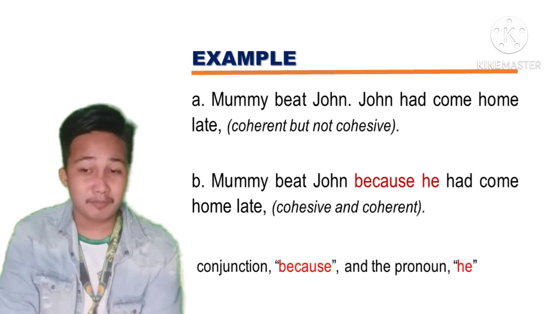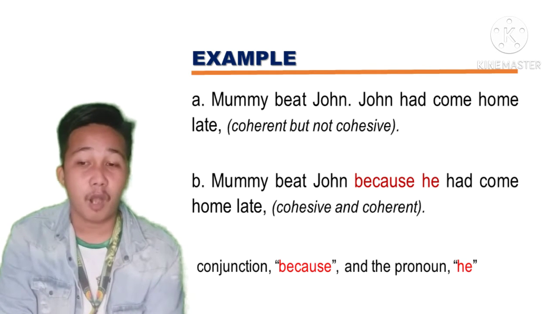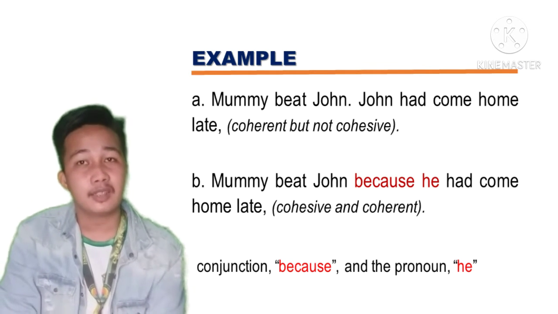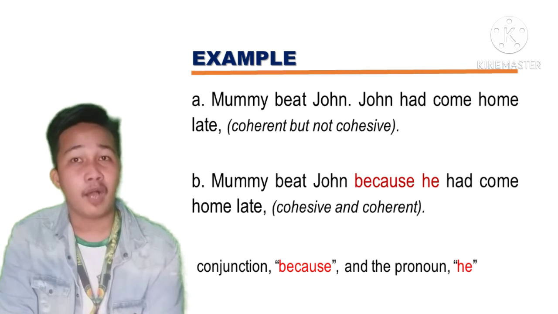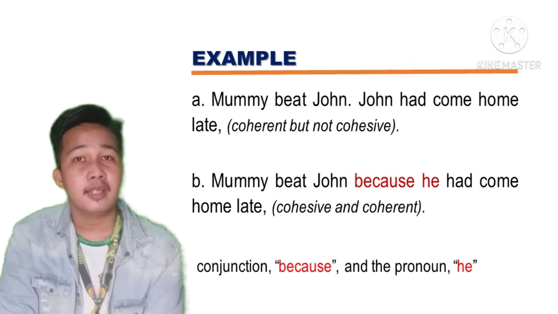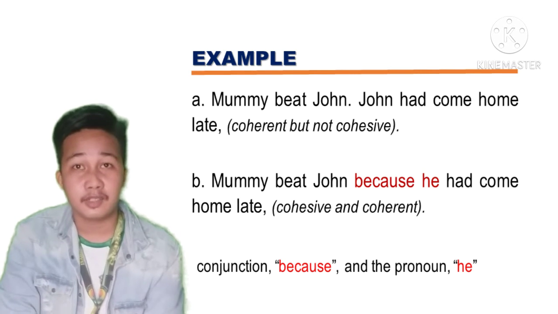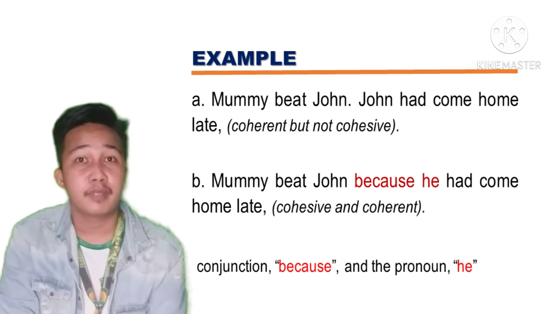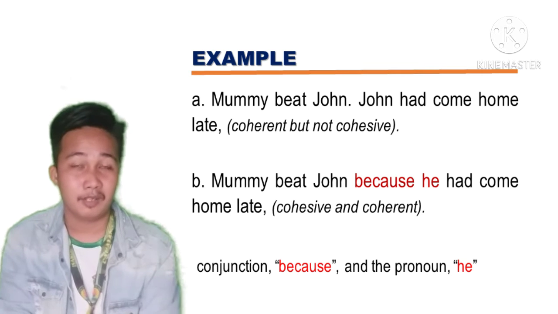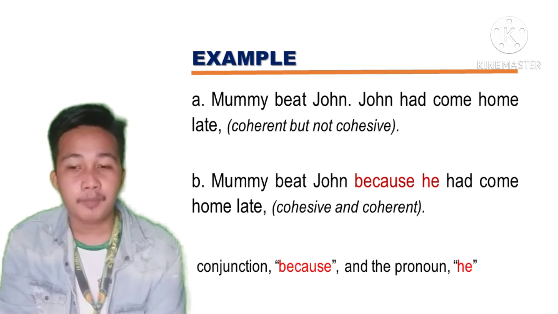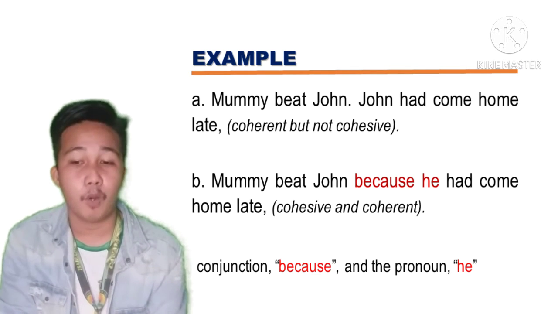Mommy beat John. John had come home late. So this example is coherent but not cohesive. Why? Coherent because it still has sense, but not cohesive because, just like when we cook a recipe, there is a lacking ingredient. There is something missing. So letter B: Mommy beat John because he had come home late.